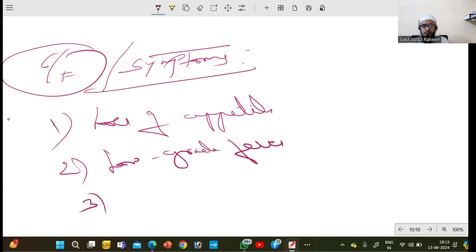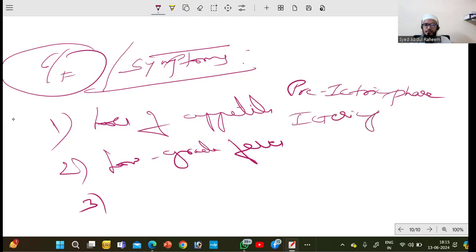And the third one is very important. We have two phases: one is the pre-icteric phase, and the second one is the post-icteric phase or icteric phase. It is 2 to 14 days. After 14 days, these symptoms will arise.